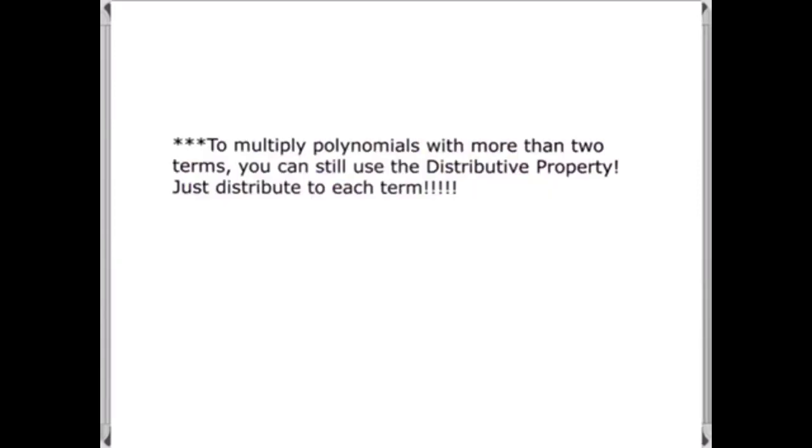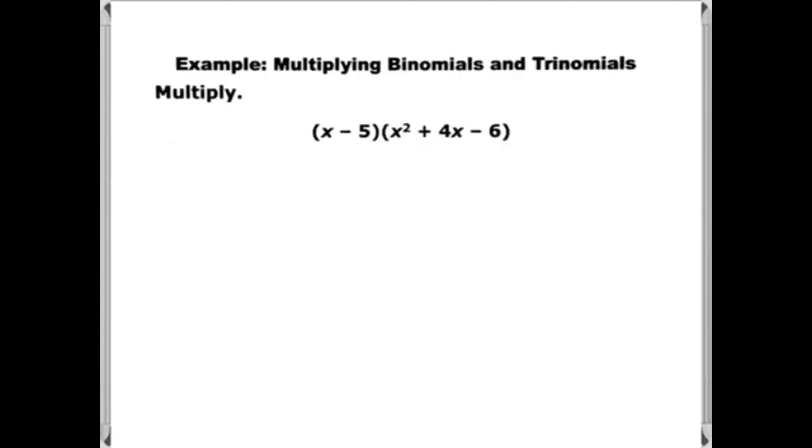To multiply polynomials with more than two terms, you can still use the distributive property. Just distribute to each term. So it's kind of like an elongated FOIL, but you want to make sure that you're getting every term to every term in the other polynomial. So here, we've got the same idea. We're going to use kind of like an elongated FOIL.